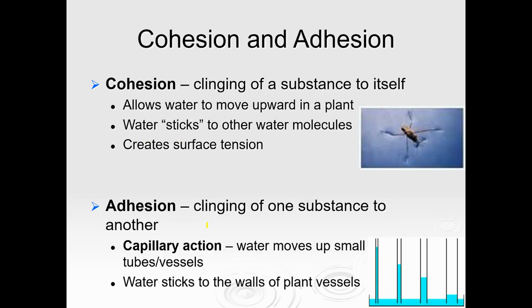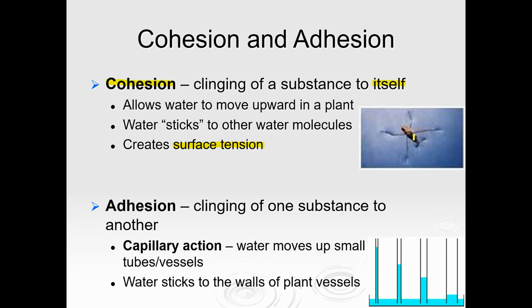And so two properties that we're going to look at are cohesion and adhesion. And essentially water is sticky. Okay, both of these have to do with the fact that water is sticky. And why is it sticky? Well, it goes back to hydrogen bonds. So we have cohesion, which is where water sticks to water, okay? This is where something sticks to itself. And so those water molecules are going to stick to other water molecules. This is what gives rise to surface tension.